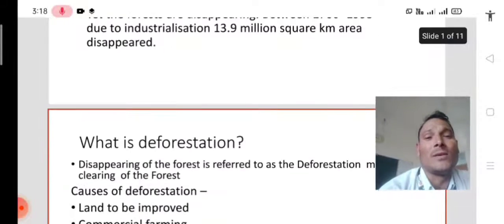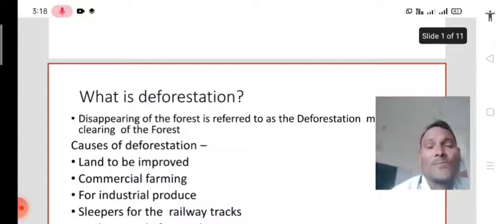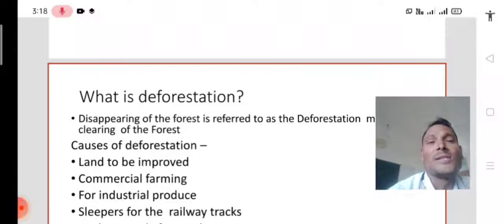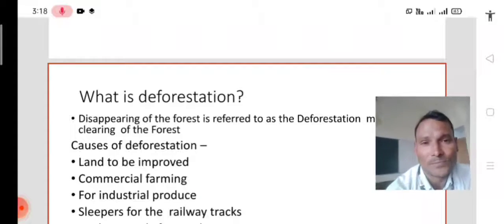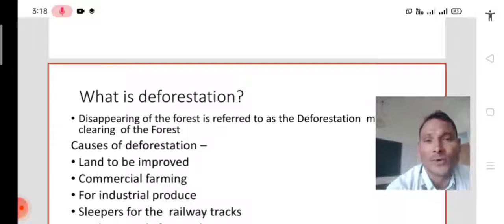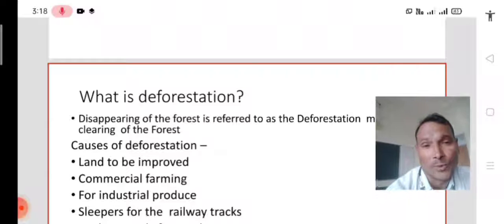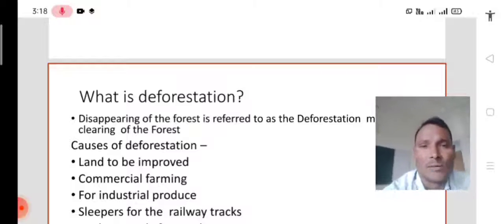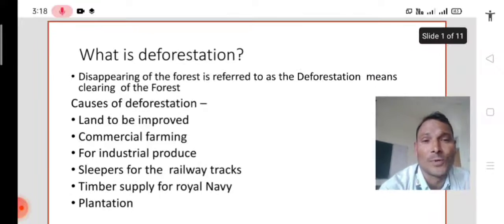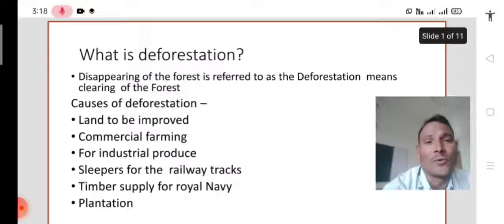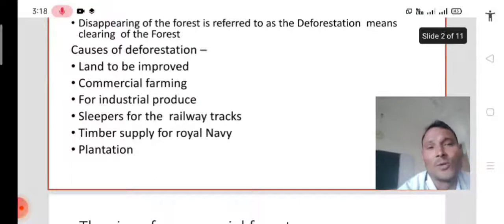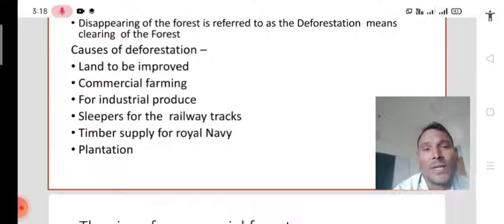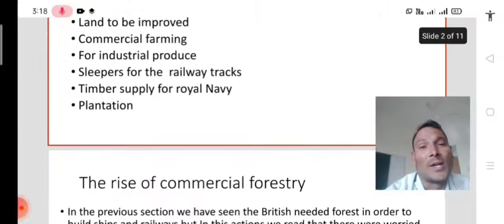So now we will see what deforestation is. Disappearing of the forest is referred to as deforestation. What are the causes of deforestation? First is land to be improved, second is commercial farming, third is industrial produce, fourth is sleepers for the railway tracks, fifth is timber supply for the Royal Navy of Britain, and sixth was plantation.